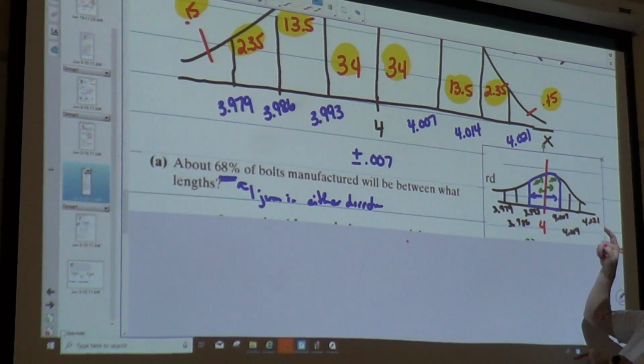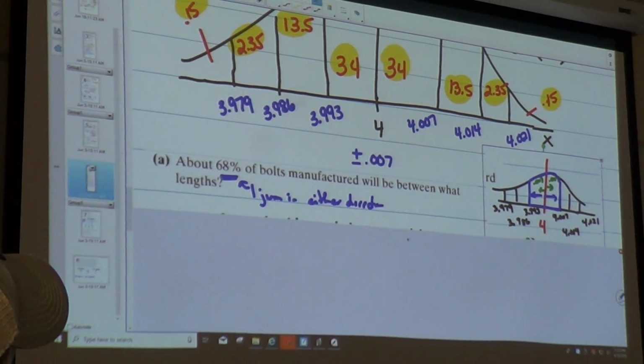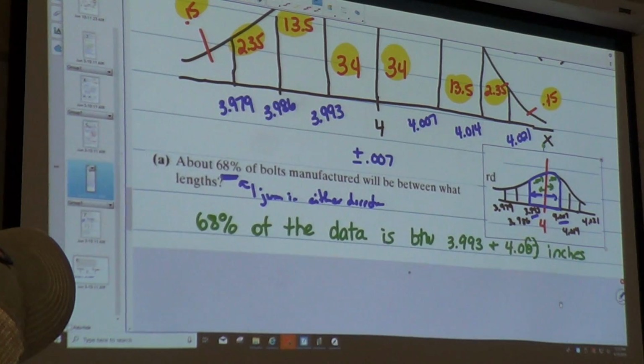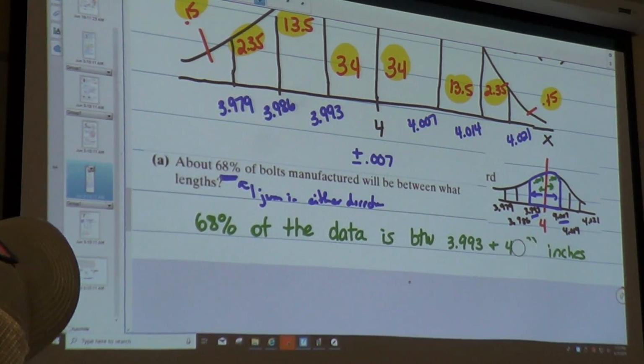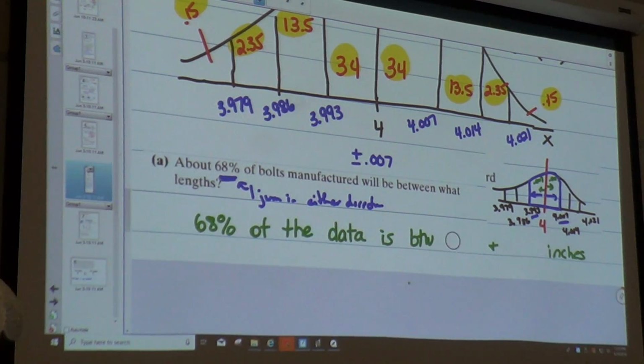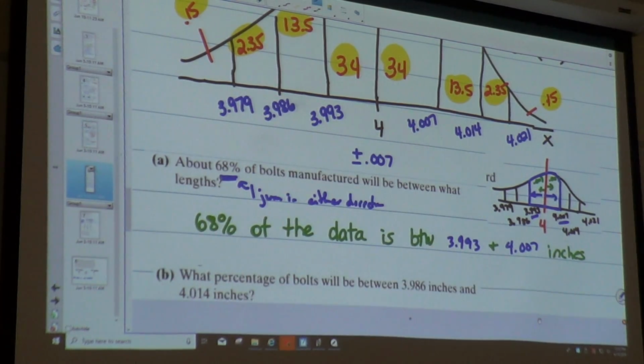3.993 and 4.007. So those are going to be the links. This time they went a little backwards on you. Those are going to be your two links. So that was part A. Oops, that number's complicated. 3.993 and 4.007. Good? All right, question D.